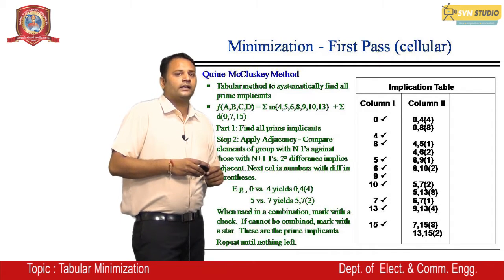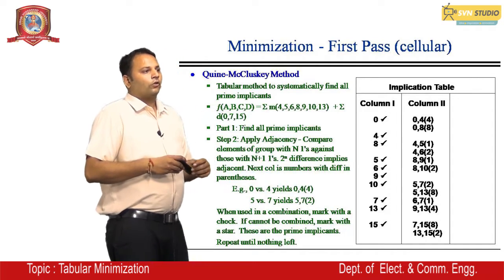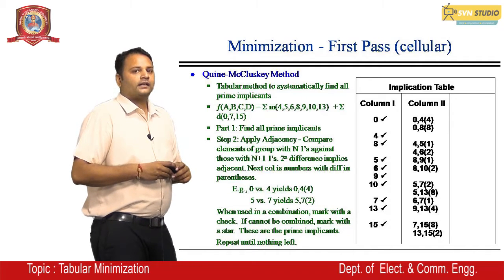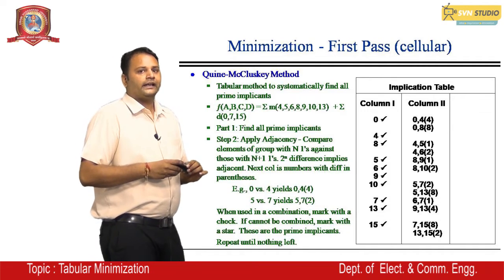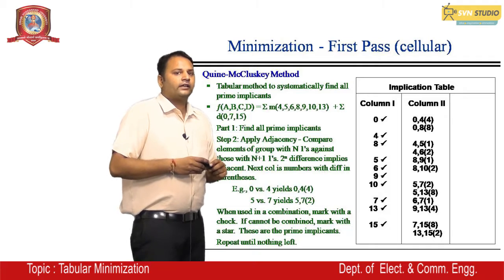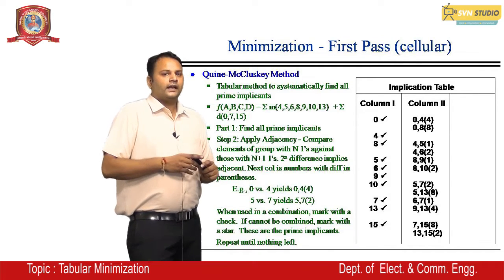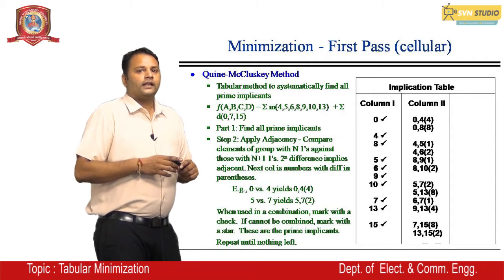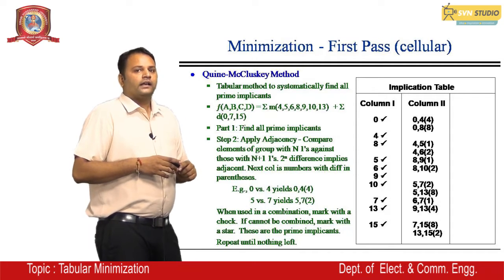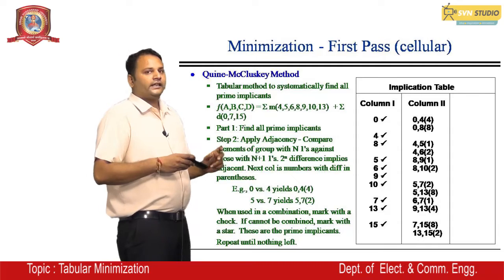Next 5 to 13, it can also make a group with a difference of 8 between them. Next we will take 6 to 7, it can also make a group that has a difference of 1. Then 6 to 13, it cannot make a group with each other.